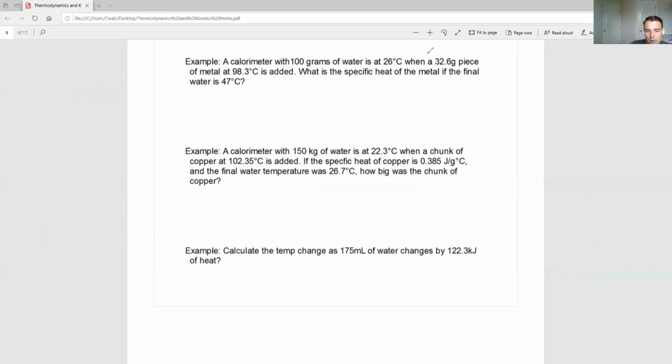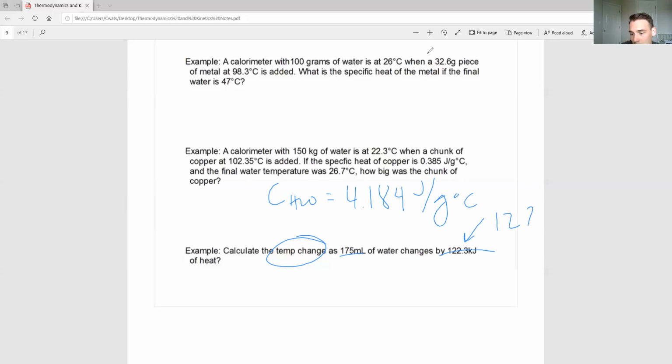Calculate the temp change. 175 milliliters of water is changed by adding 122.3 kilojoules. I'm going to change that kilojoules into joules because my C for water, 4.184 joules over grams degrees Celsius, is in joules. So I want that to be in joules as well. So I'm just going to be using my MCAT, Q equals MC delta T.